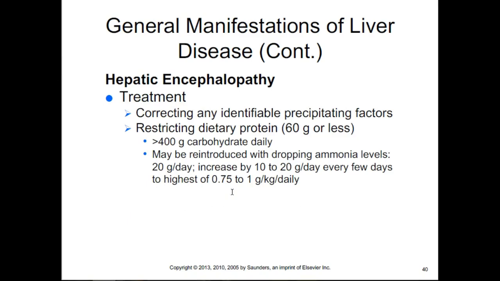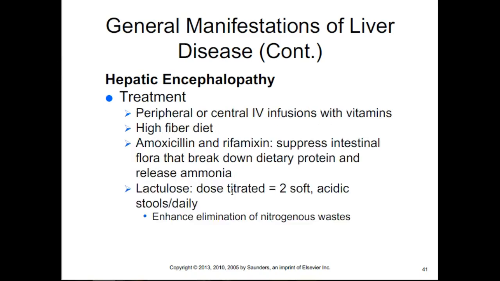So treatment is basically getting any of those precipitating factors and correcting it and restricting dietary protein. Right, so making sure that they're receiving at least 400 grams of carbohydrates daily. And then maybe reintroduced with dropping ammonia levels, right? So reintroducing dietary protein to about 20 grams per day, increasing by 10 to 20 grams per day for a few days, to the highest of 0.75 to 1 grams per kilogram of body weight daily.